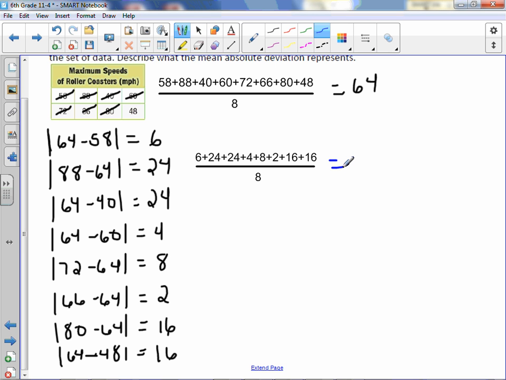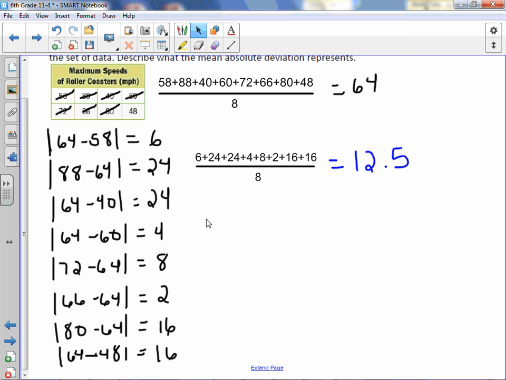Add everything in the numerator, hit equals, then divide by 8, and we get 12.5. So really what we're doing is we're taking two averages. We find the first mean, subtract each data value from it, then we find the mean of those new values. And the result is our mean absolute deviation.